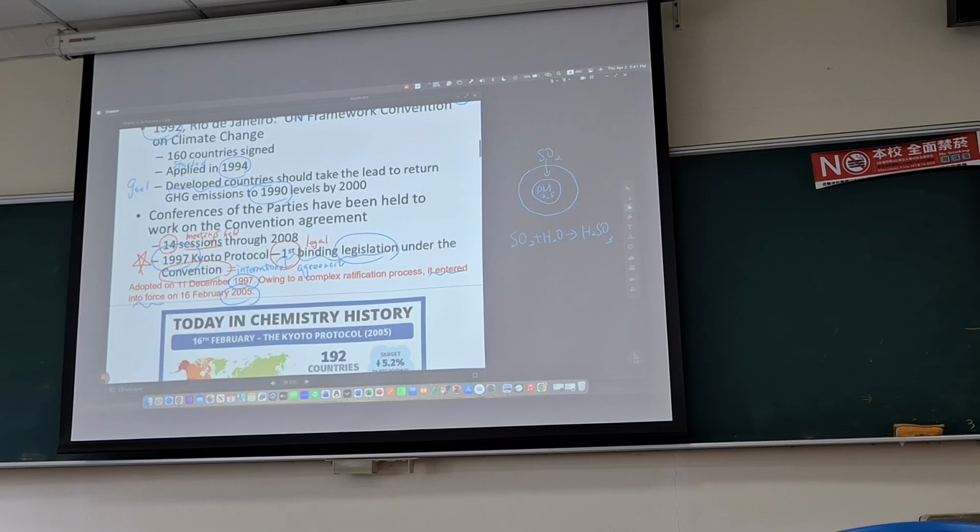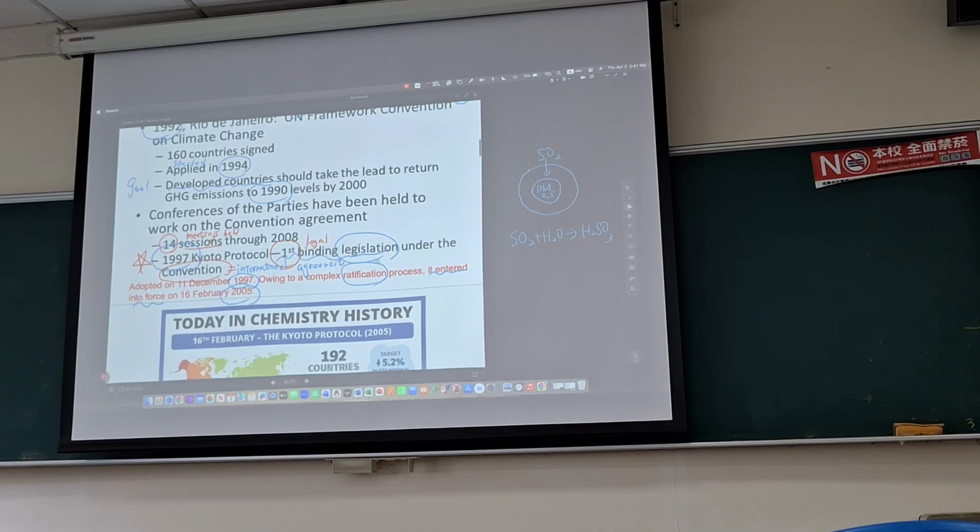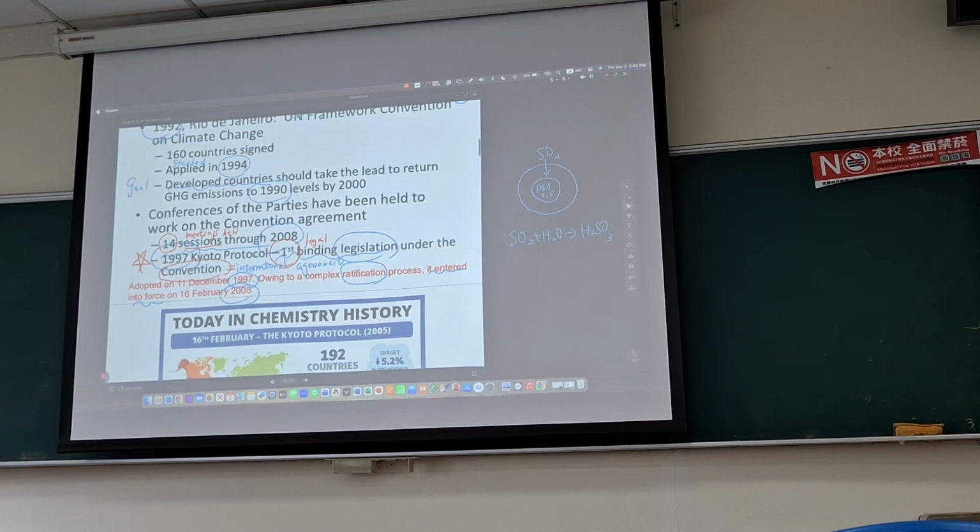Because lots of countries ratify. Ratifying means they try to argue and bargain, because they do not want such strict rules. Understand? That's a reason, students. Through 2008, there were 14 meetings held regarding the 1997 Kyoto Protocol.